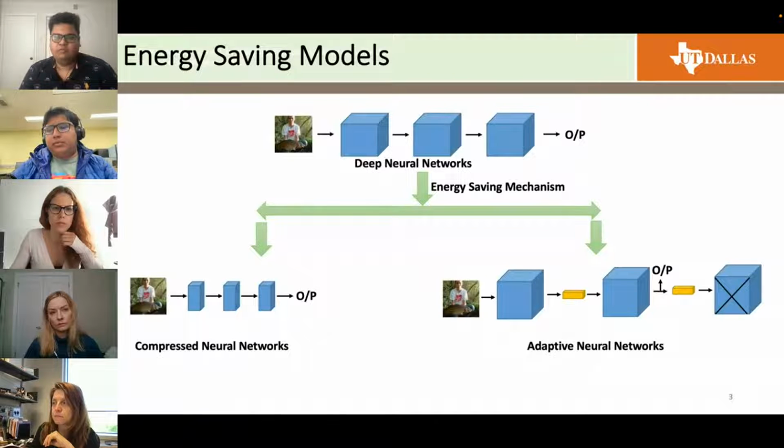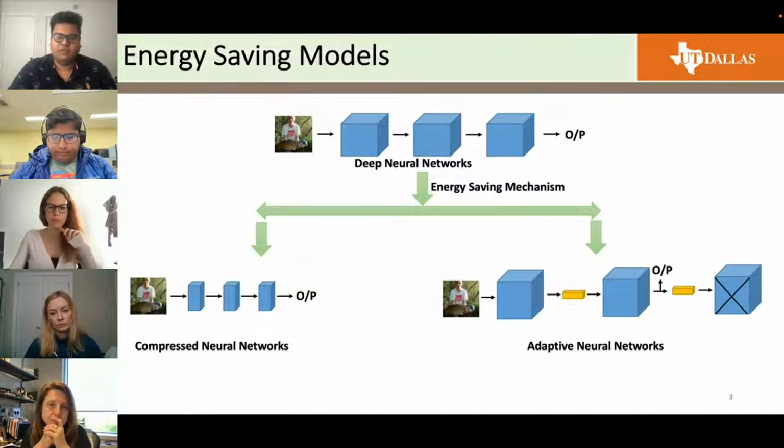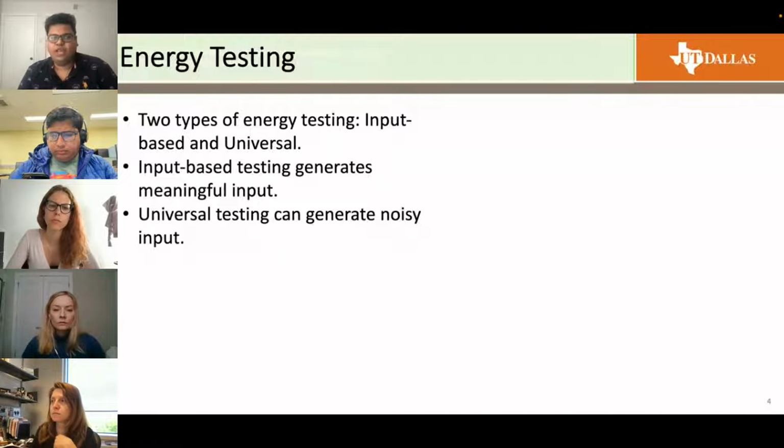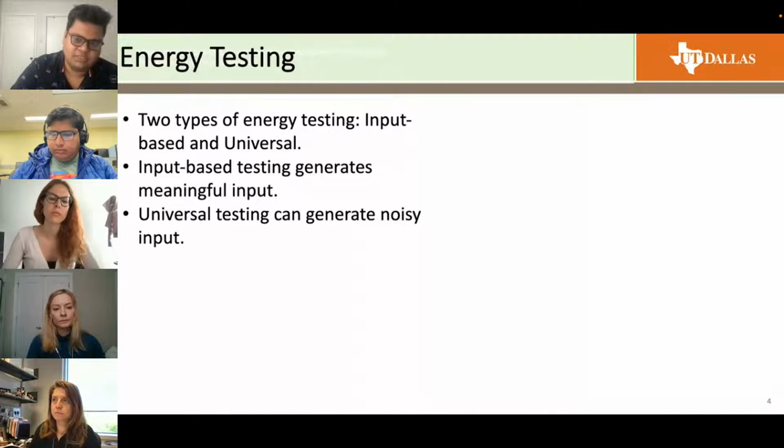So we will be targeting mainly on adaptive neural networks, or ADNNs, in my talk. As the ADNN's energy consumption is variable based on input, energy testing of ADNNs is needed. Because of that, we propose two types of testing here. One we call input-based testing, another we call universal testing.